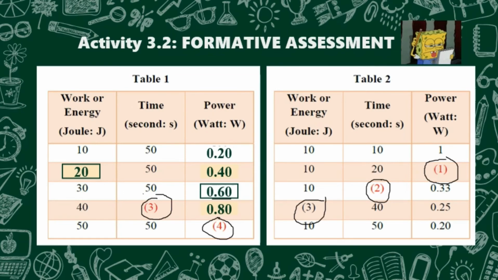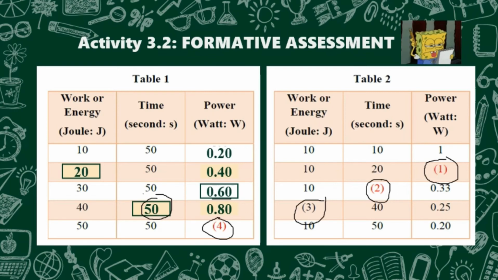For number 3, we have given work 40 at sa power naman ay 0.80. So, si time ngayon ang hinahanap. We are going to divide work to power. Okay? So, let us divide 40 divided by 0.80. The answer is very good. 50.